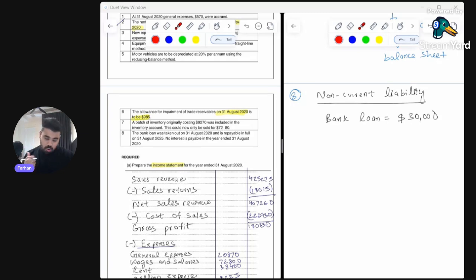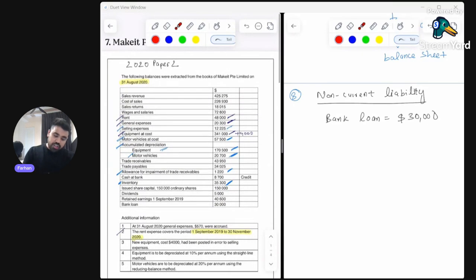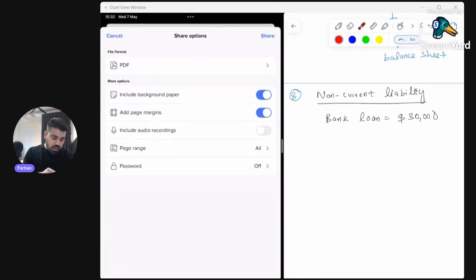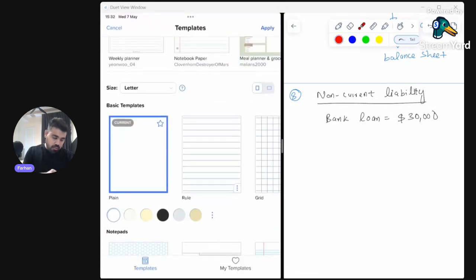Okay? All right. Okay, so that takes care of all the workings. Now we will look into the preparation of the income statement. All right, so I'll just change the format a bit so it's easier for you to see what's happening. So let me see what I can do with the template. One sec.